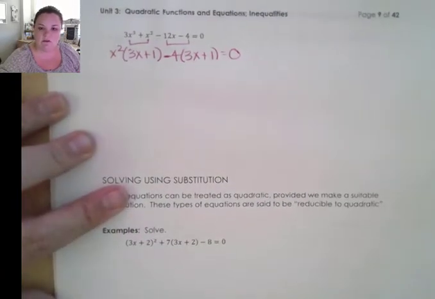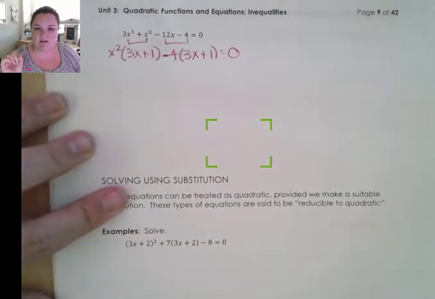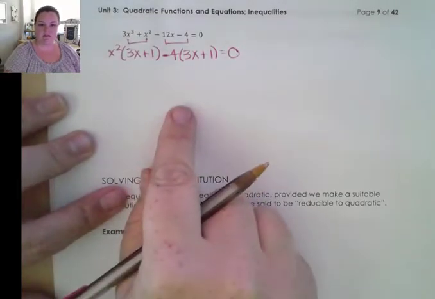I'm going to focus this. That looked kind of not focused. Is that a little bit better? I think that's better. All right.